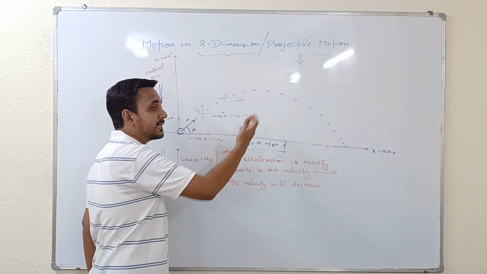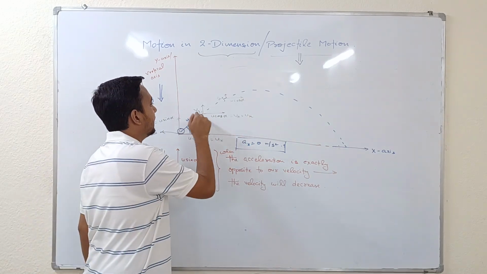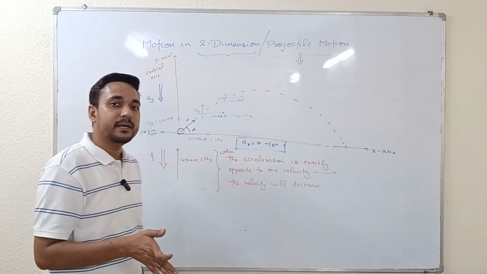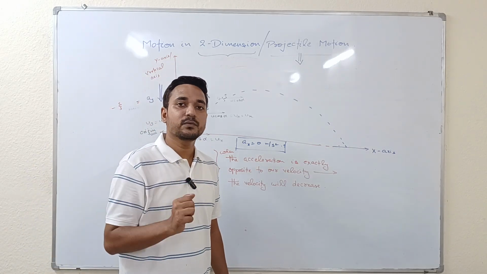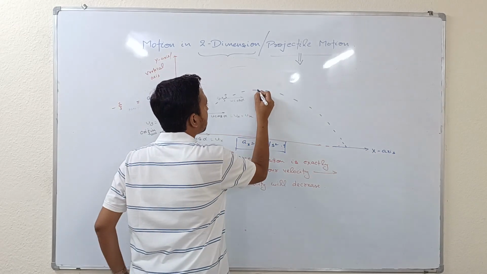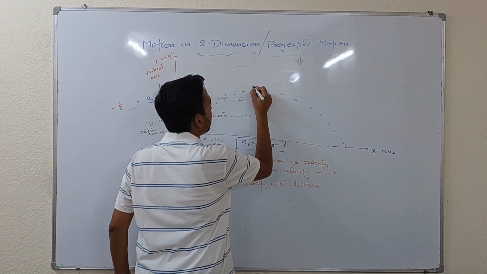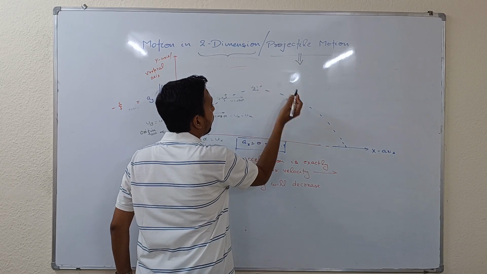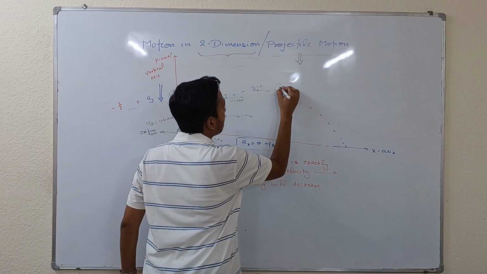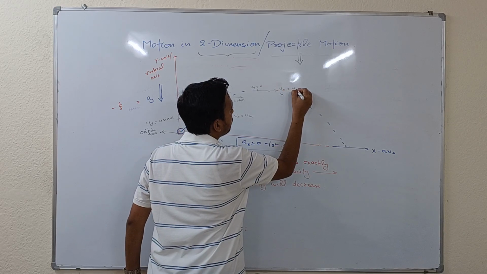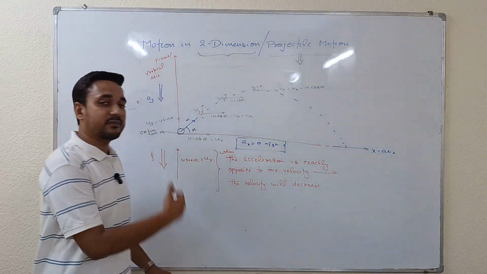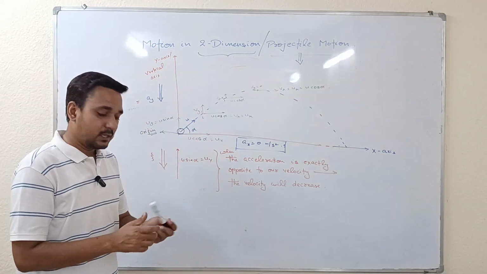After how much time, or after reaching where, is there a case where the vertical component of the velocity, that is vy, is going to be 0? At some point it is going to be equal to 0. The only component that will remain is vx, that is ux, which is equal to u cos alpha. So after this point, what will happen?